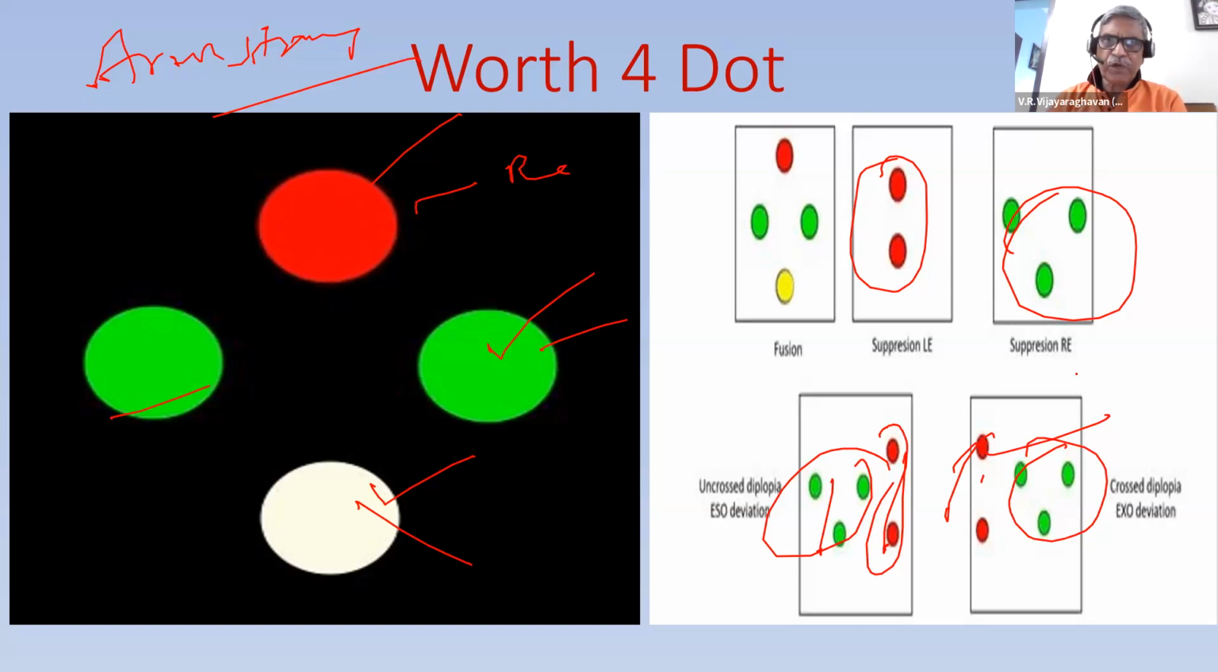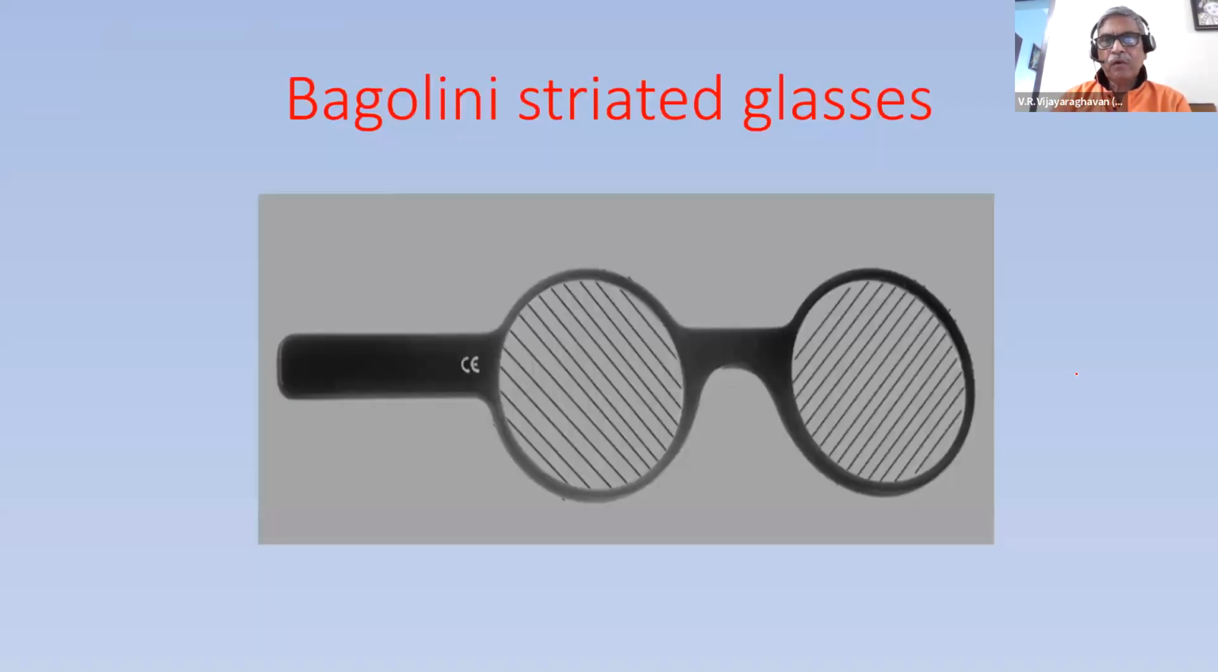This is one of the tests for your suppression as well as for ARC. One more test is there. This is called Bagolini striated glasses. These glasses do not have any power. They are only striations. You can see the striations in this case.